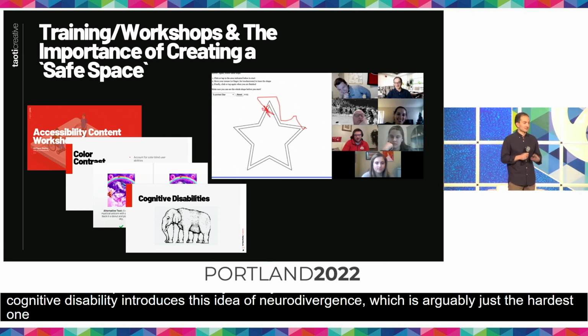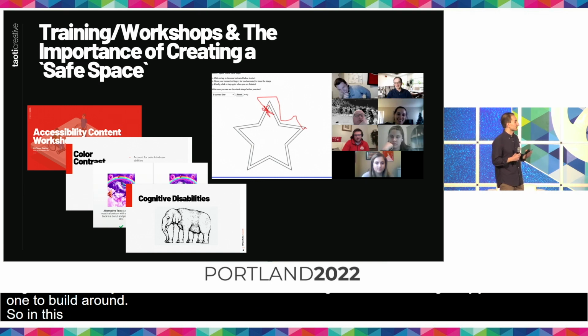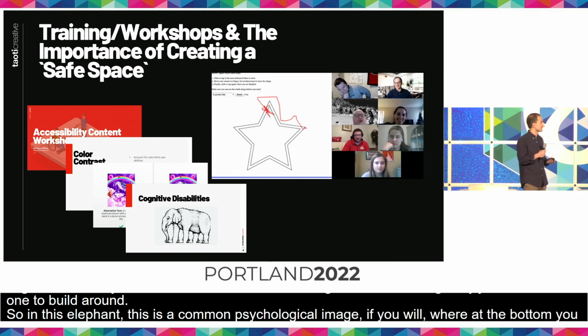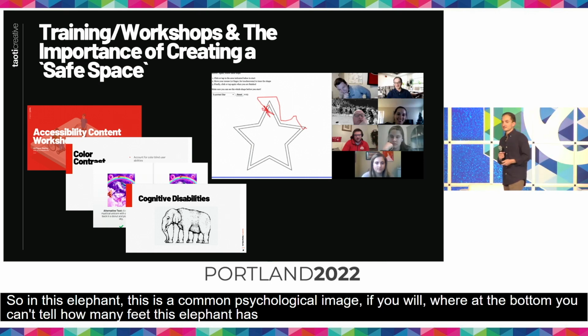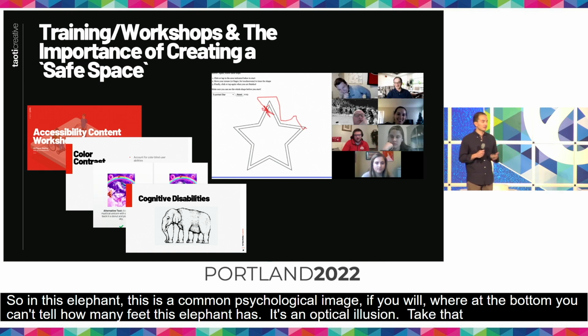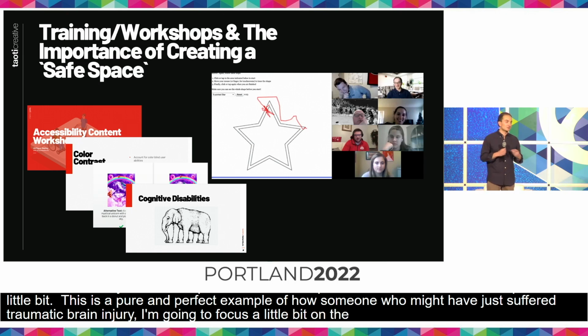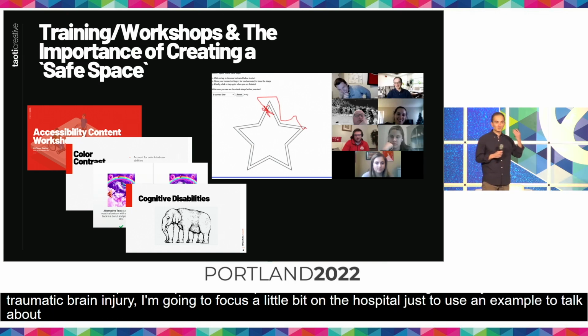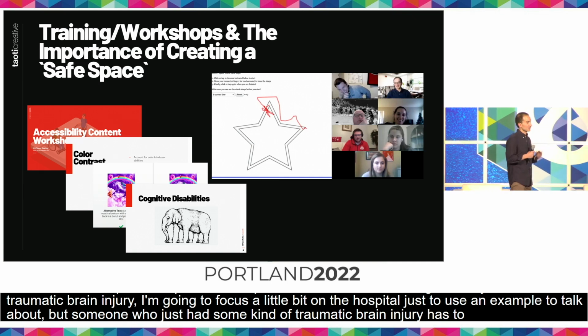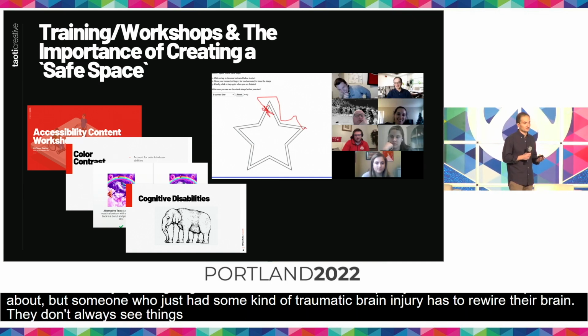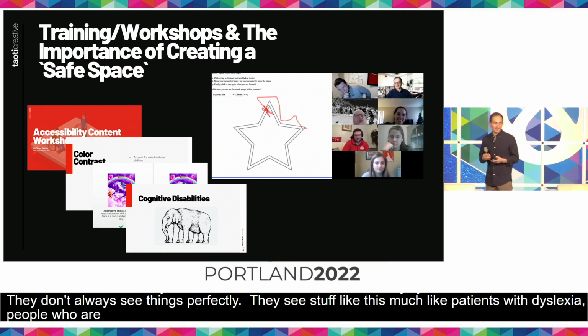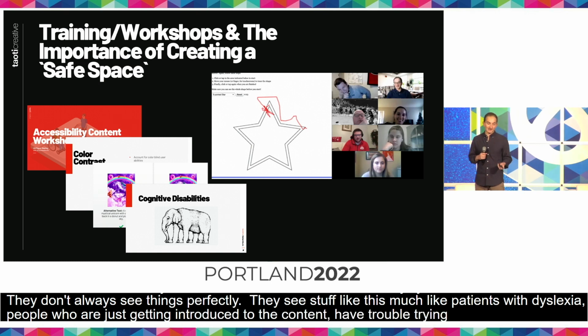So in this elephant, this is a common psychological image, if you will, where at the bottom you can't tell how many feet this elephant has. It's an optical illusion. Now take that and step back a little bit. This is a pure and perfect example of how someone who might have just suffered a traumatic brain injury. Again, I'm going to focus a little bit on the hospital just because it's the easiest example to talk through. Someone who just had some kind of traumatic brain injury now has to rewire their brain. They don't always see things perfectly. They see stuff like this, much like patients with dyslexia or people who are just getting introduced to the concept have trouble trying to really fine-tune what they're looking at. And so this is a great example of how that works.